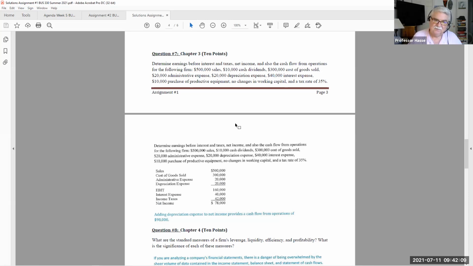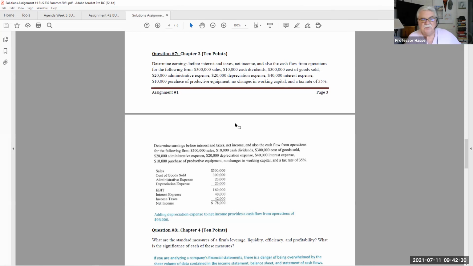$20,000 administrative expenses, that's an expense. $20,000 depreciation expense, that's an expense. And also, it's a source of operating capital. Get to that in a minute. $10,000 interest expense, but interest expense after operations.